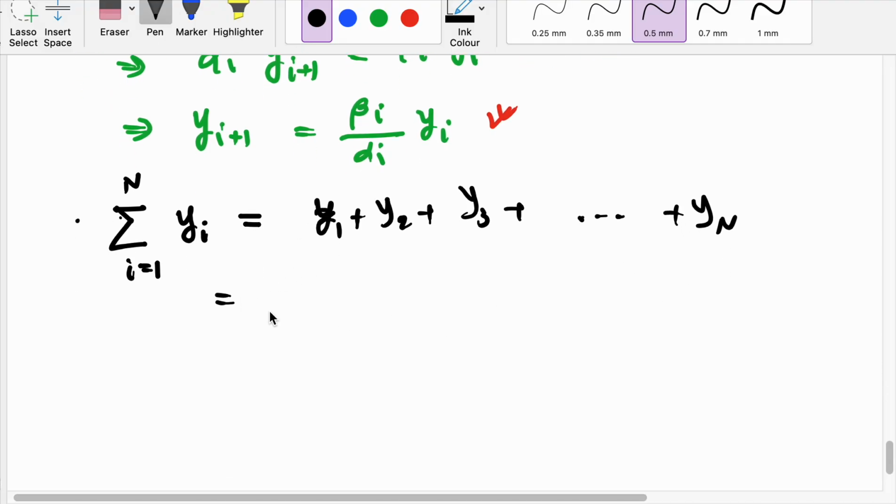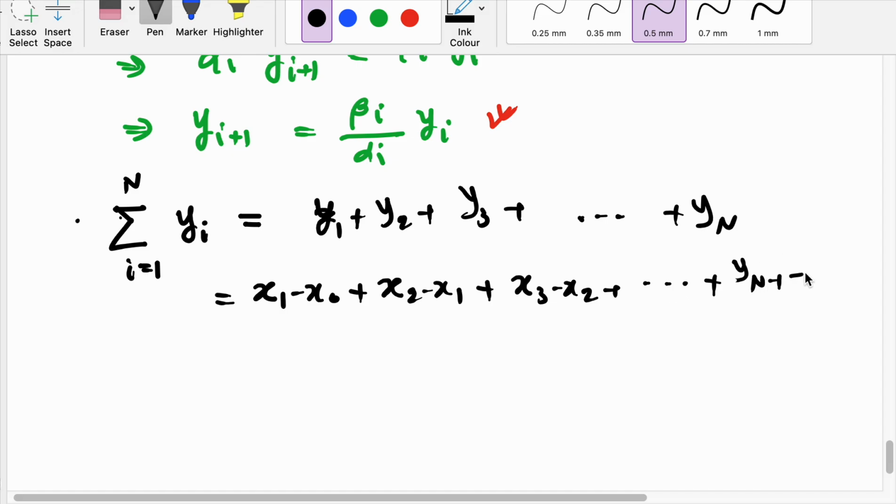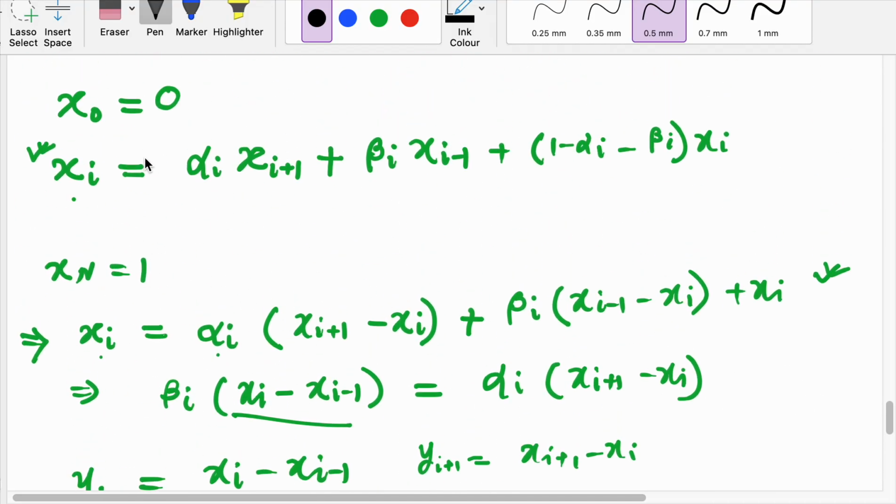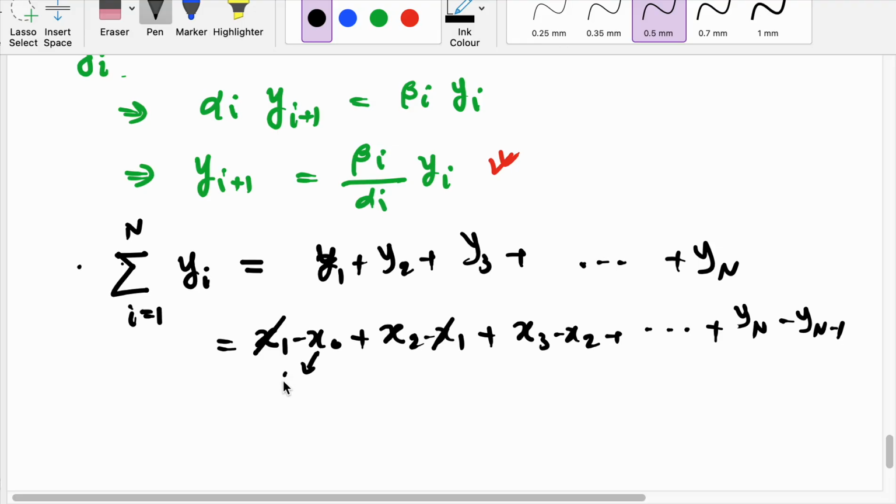What will be y1? y1 is x1 minus x0. What is the value of y2? It is x2 minus x1. What is the value of y3? It is x3 minus x2. And what is the value of yn? It is xn minus xn minus 1. Now you see this term will cancel out with this, and x1 is automatically 0, x0 is 0, so this is 0.